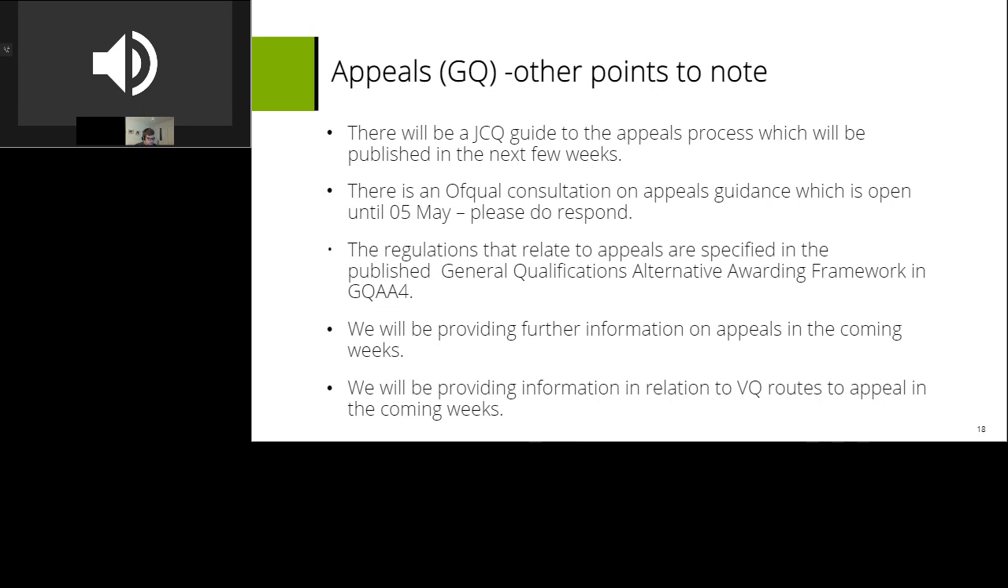Also, we will be providing further information on appeals in the coming weeks. I've mentioned the JCQ booklet, but there will be other information on our website and documents that will hopefully help to fill in any gaps that are currently there. I know there are probably a lot of questions and a lot of information that people want, but we are working hard to issue further information to make sure that people have a really clear understanding of the routes to appeal and the basis for appeals in the coming summer.